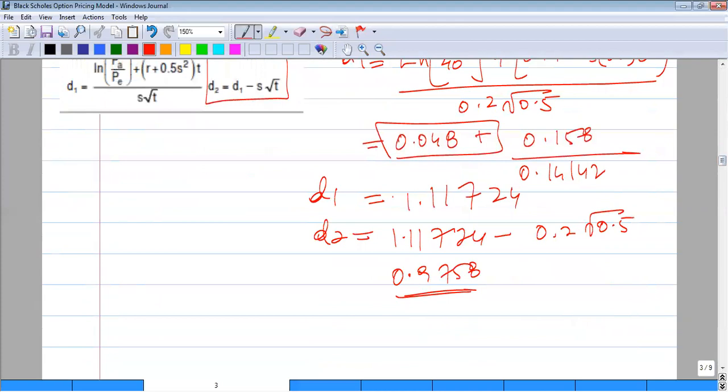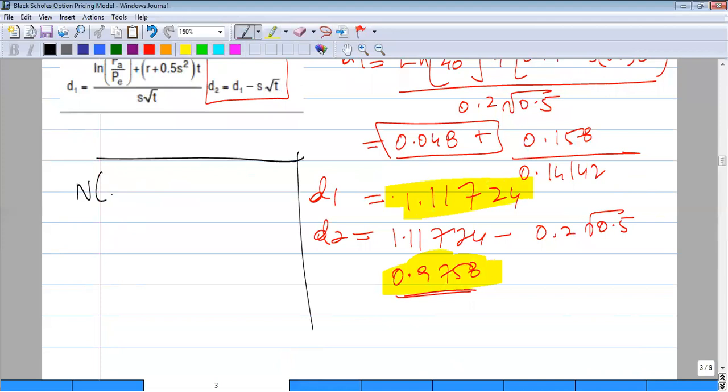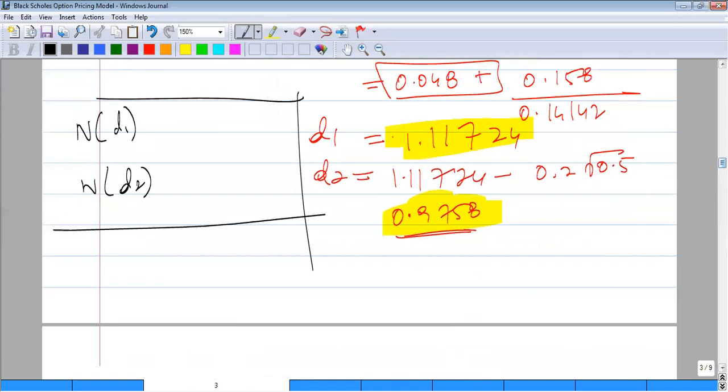Now we have the value of 1.1124 for D1 and 0.9758 for D2. What exactly do we need to do now? We need to find the value of N(D1) and the value of N(D2). How are we going to find them? N(D1) and N(D2) mean the value of D1 and D2 using the normal distribution table. Generally speaking, the normal curve has this bell shape.